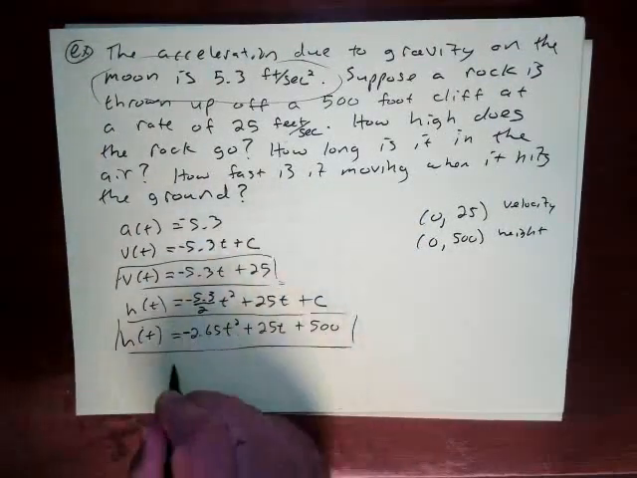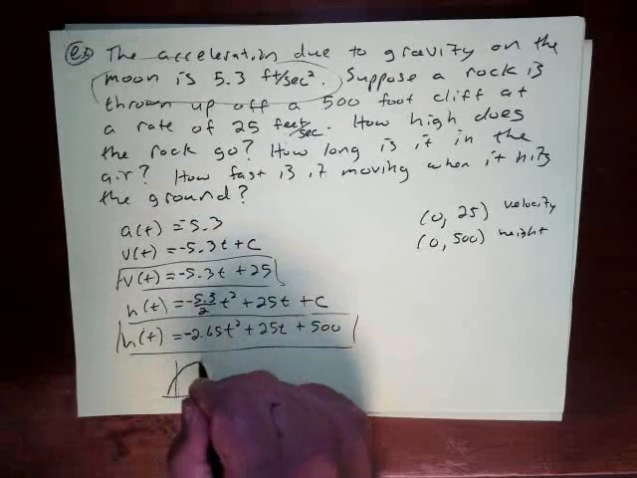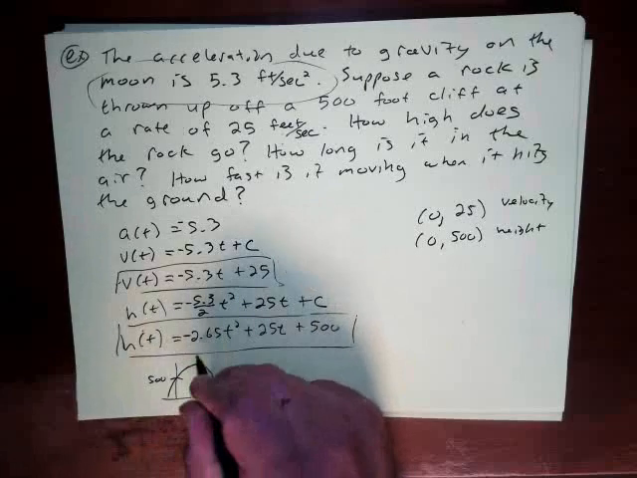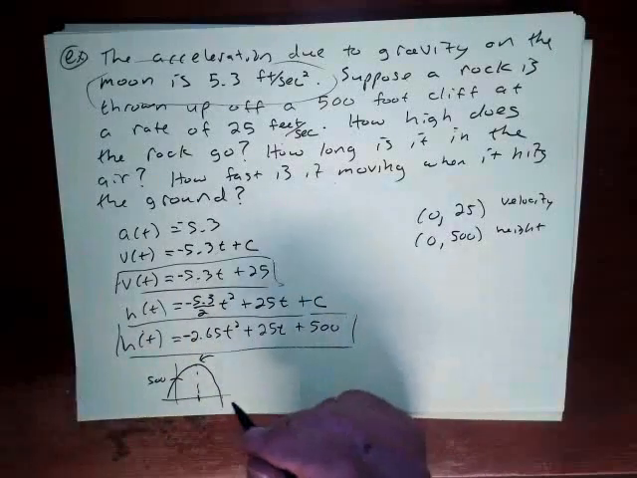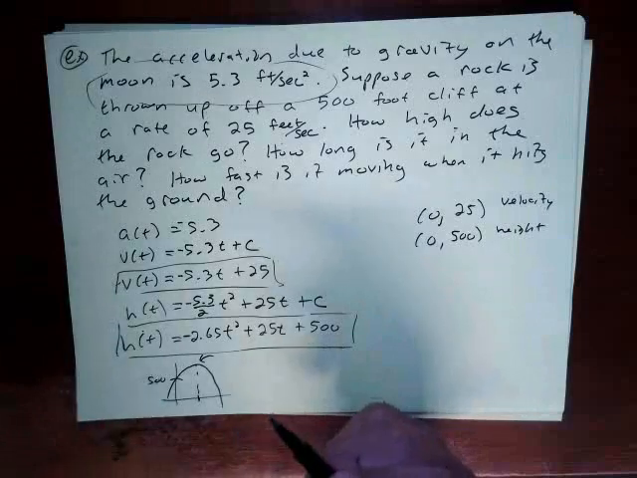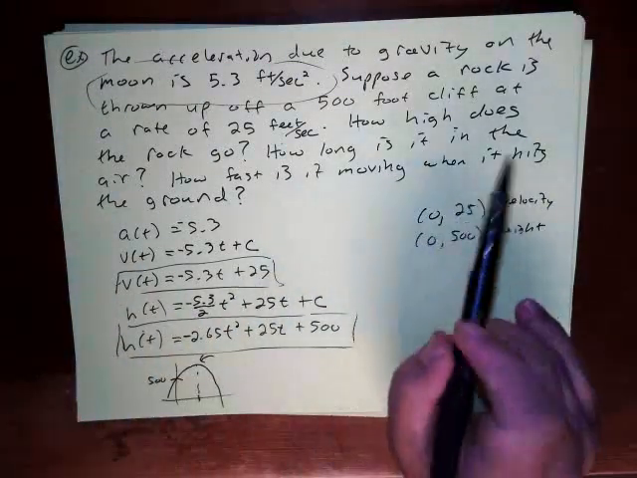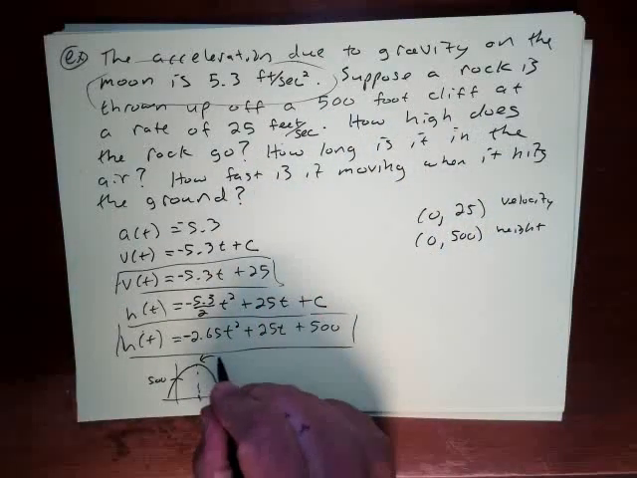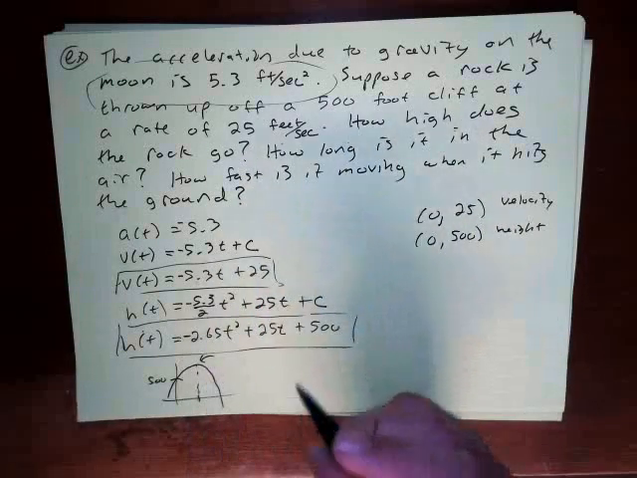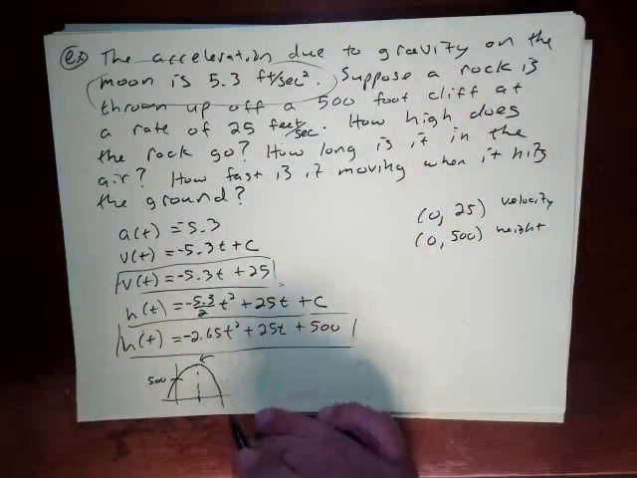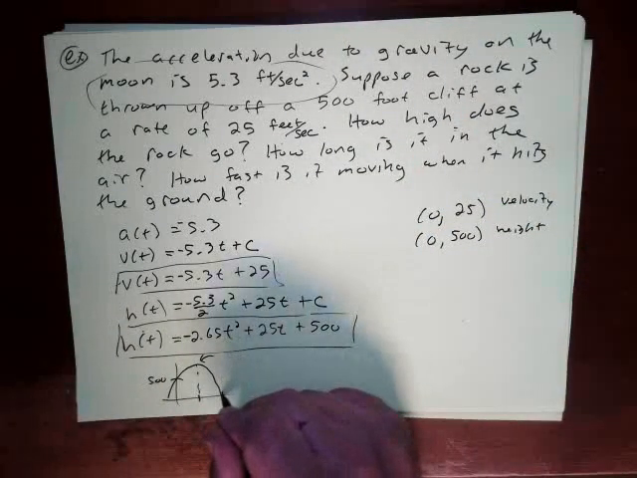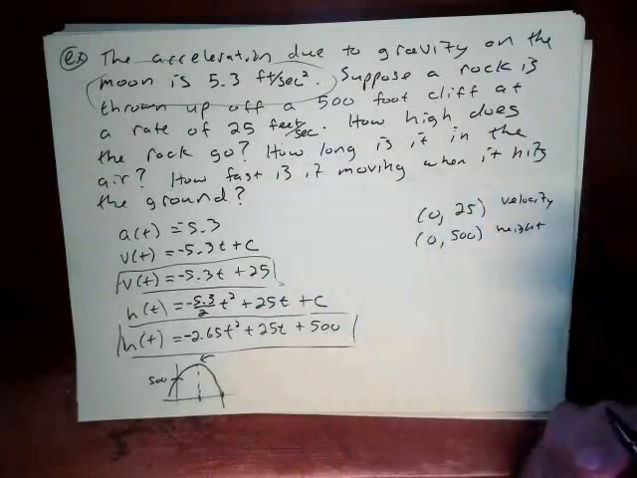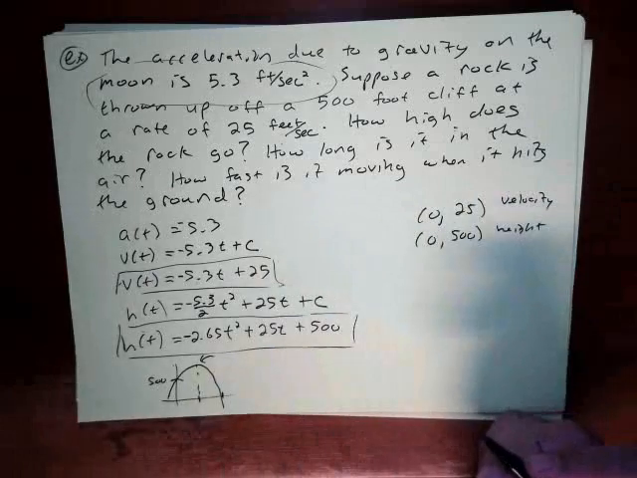So notice the height function is like this parabola going down, where this is like 500, and this is the highest point, right? And so what does it ask us here? How high does the rock go? So that's the highest point. We want to find that. Okay, we want to know how long the rock is in the air. So we want to know at what time it hits the ground. And then we want to know how fast it is going when it hits the ground.